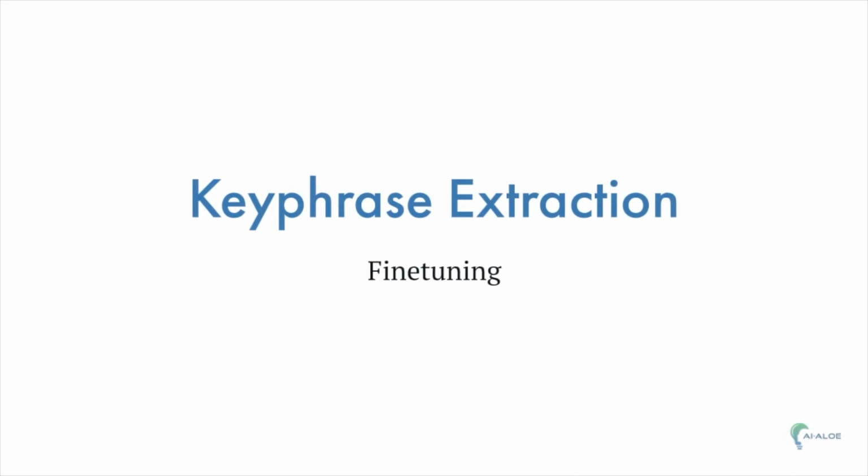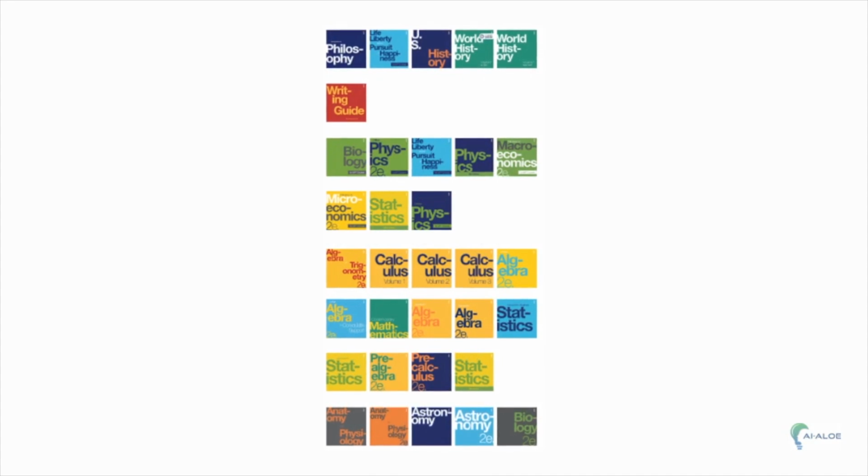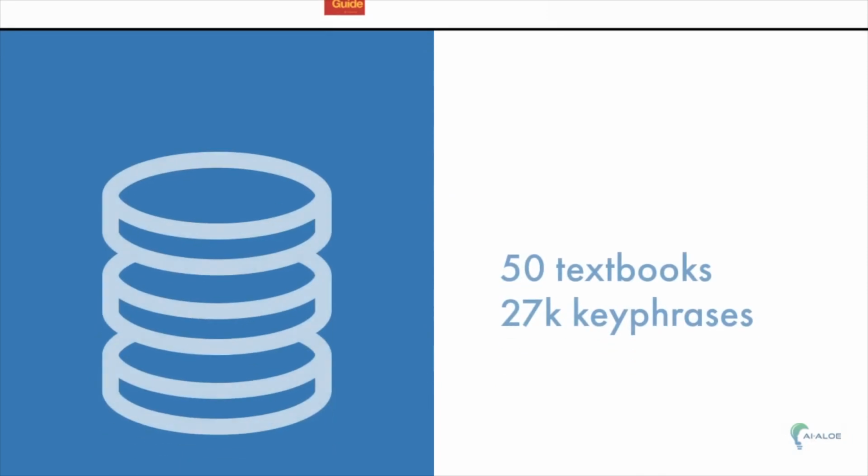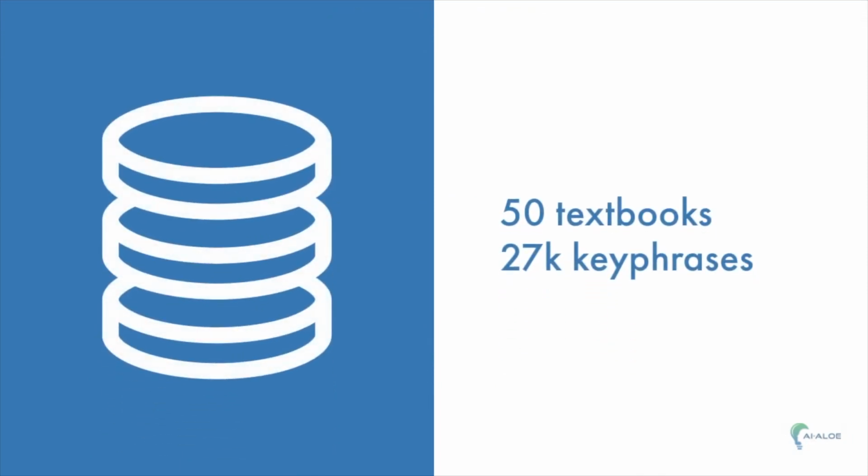Our next model was built to extract key phrases from textbook sections to provide learners with feedback. Our training data for this model comes from OpenStax, an online collection of digital textbooks that are annotated for key phrases. The training data consists of 50 textbooks with over 27,000 key phrases.